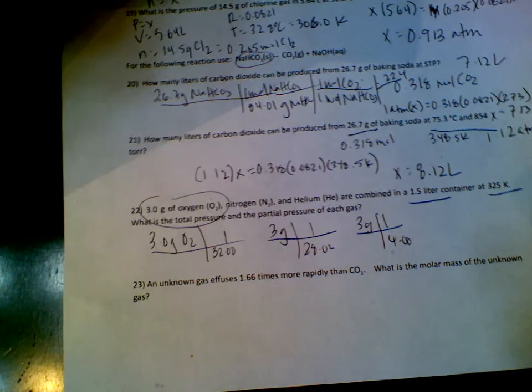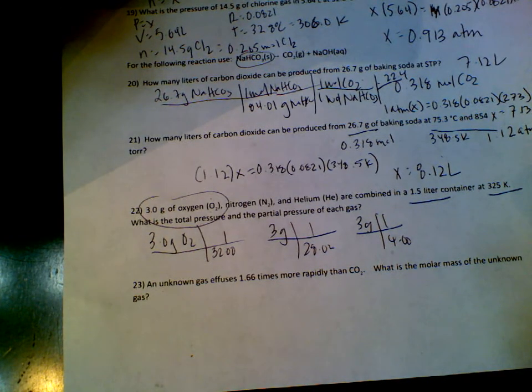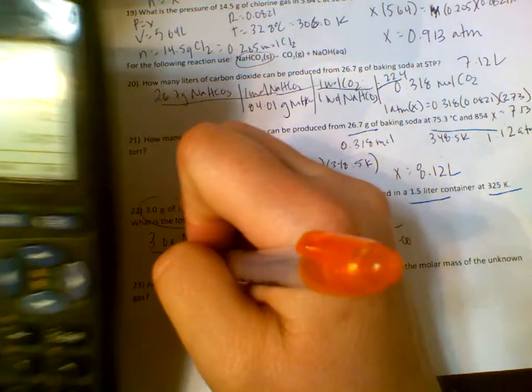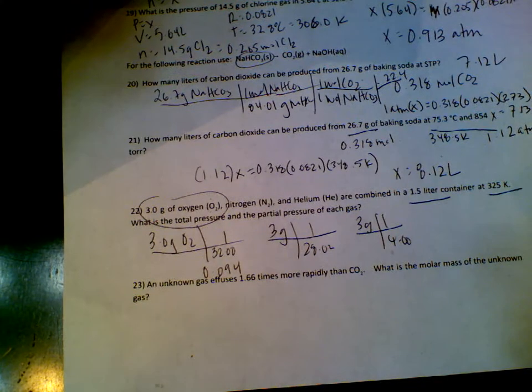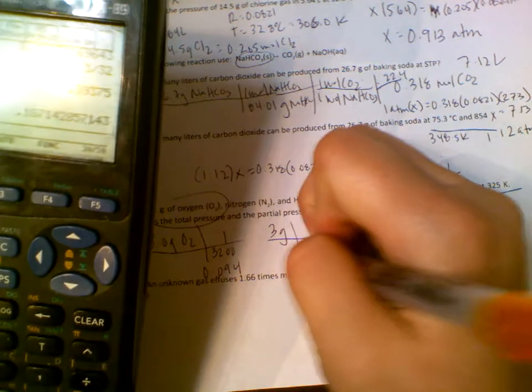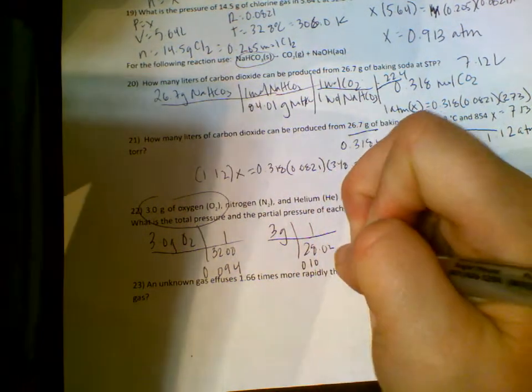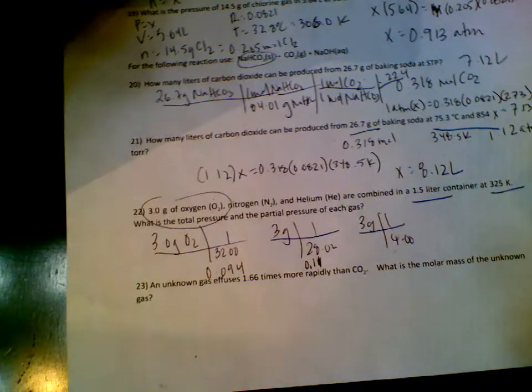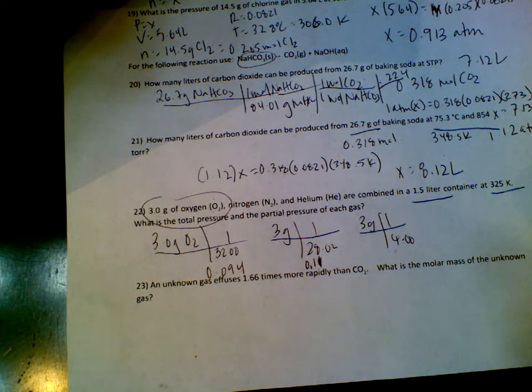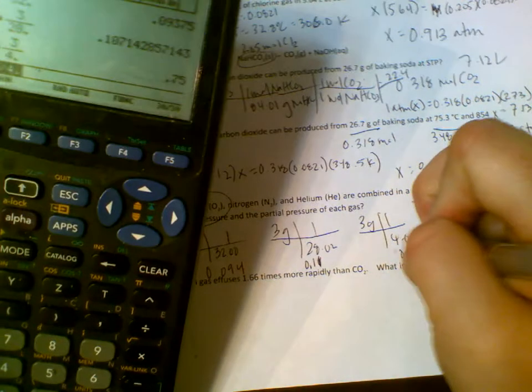Okay, so let's convert these. 3 divided by 32 is going to be 0.094. 3 divided by 28 is 0.107. We'll round to 0.11 because we have 2 sig figs. 3 divided by 4 is going to be 0.75.